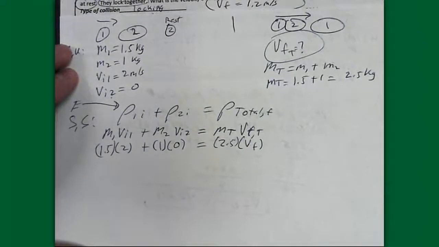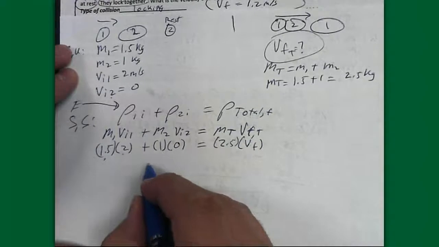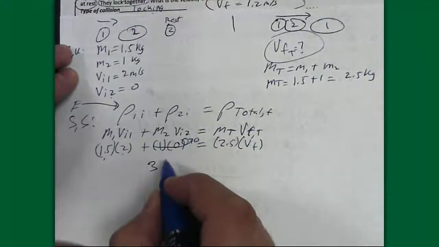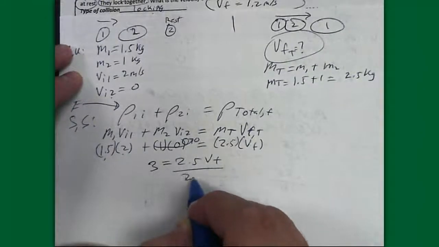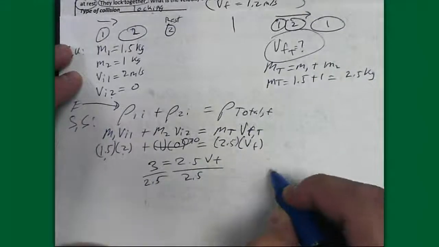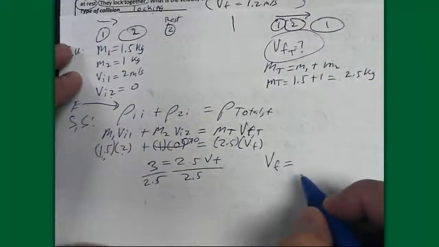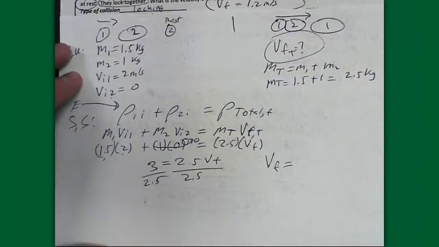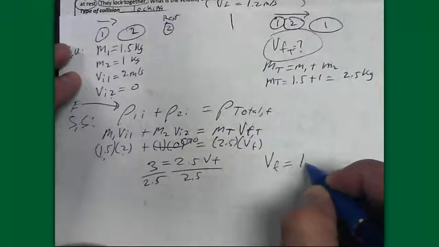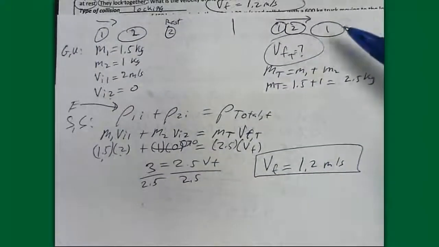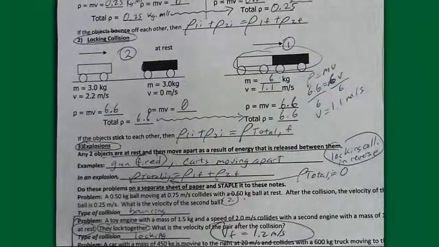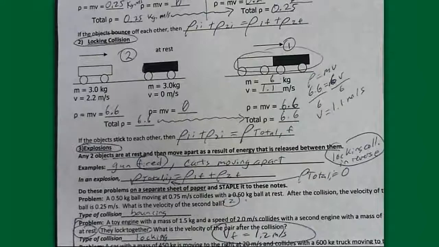Now we just have a little bit of algebra work to do. 1.5 times 2 gives me 3. This goes away to 0. So 3 equals 2.5 Vf, and if I divide by 2.5 on both sides, I get a final velocity of 3 divided by 2.5, which is 1.2 meters per second. The pair moves off at a speed of 1.2 meters per second. Algebraic method, or you can do it this way in the table method like we did it first. That's the second problem. It's a locking collision.